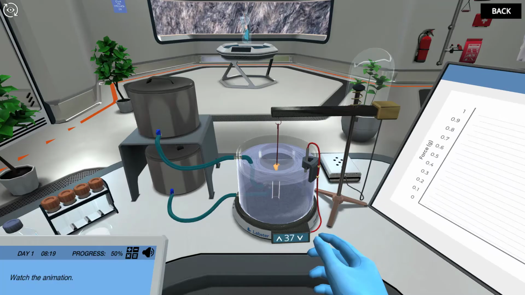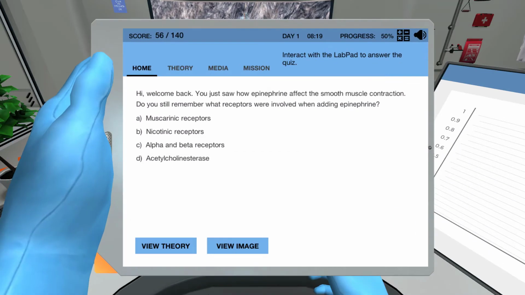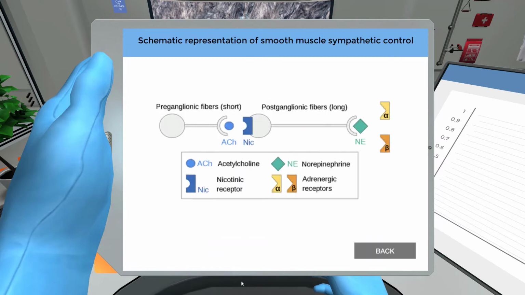Hi, welcome back. You just saw how epinephrine affects the smooth muscle contraction. Do you still remember what receptors were involved when adding epinephrine? You got it. Epinephrine binds to alpha and beta receptors, located in the smooth muscle cell membrane. This leads to the opening of the potassium channels and the hyperpolarization of the membrane, which subsequently decreases the intracellular calcium level, thus leading to an inhibition of muscle contraction.